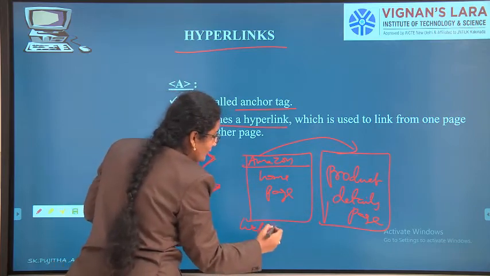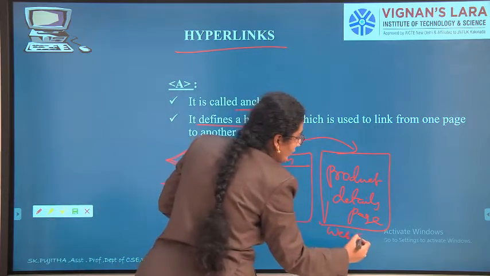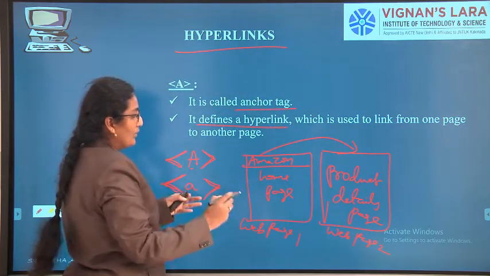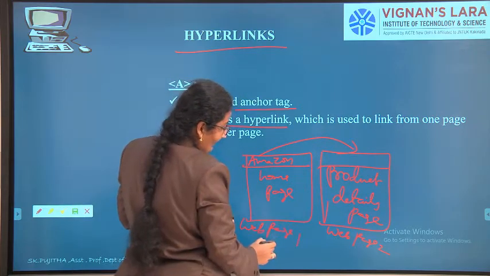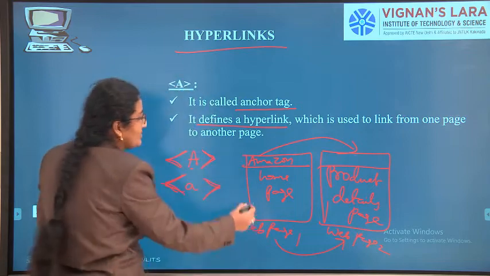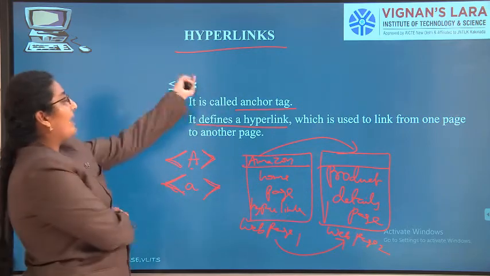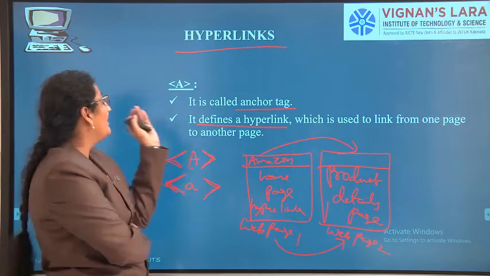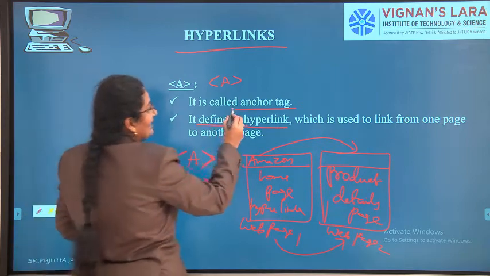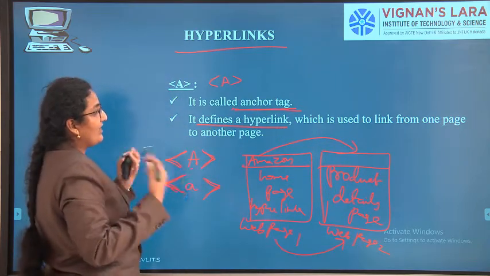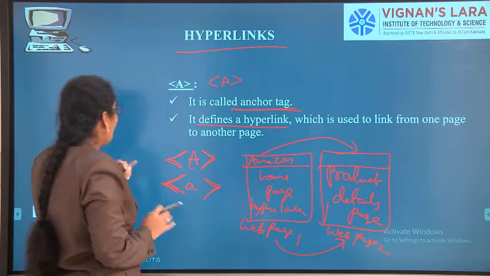This is web page 1, nothing but the Amazon home page. This is web page 2. So if I want to move from the Amazon home page to the Amazon product details page, from one web page to another web page, I can move using a hyperlink. So let us see how a hyperlink is possible in HTML. A hyperlink is represented with A, so it is also called the anchor tag. So how can we define an anchor link? We are moving from one web page to another web page using a hyperlink.